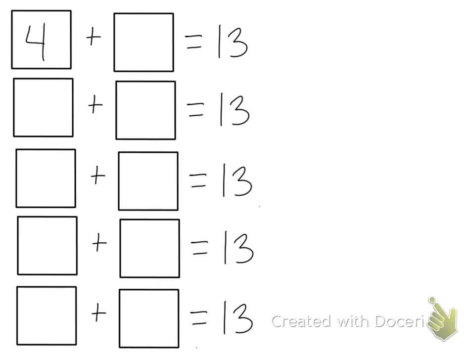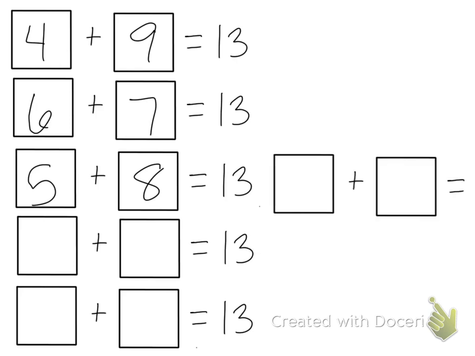So the first one is 4 plus 9. And the second one is 6 plus 7. Our final fact is 5 plus 8 equals 13. Okay. So if I wanted to prove that, I could count up on my fingers. I could use objects. Either way would work.